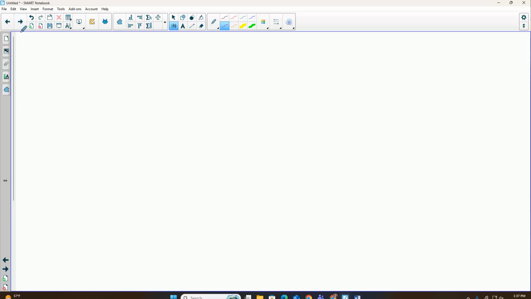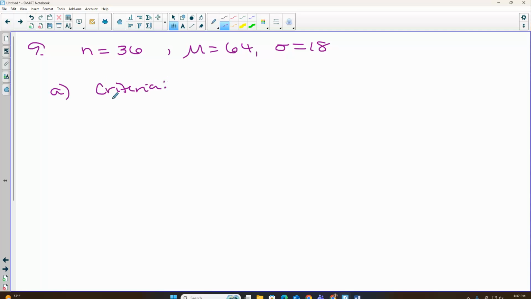So if we look at problem 9, we know our sample is 36, mean 64, standard deviation 18. I'm going to go ahead and go through at least part A on this. If I say describe the sampling distribution, you have to know your criteria. I'm wanting the sampling distribution of x bar.